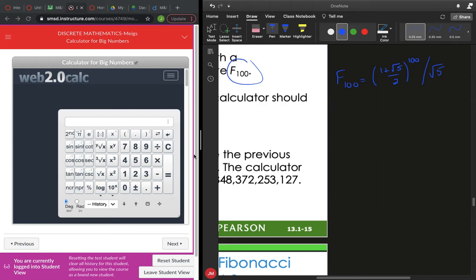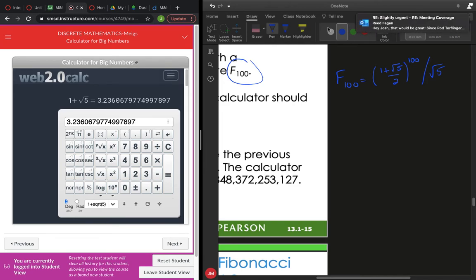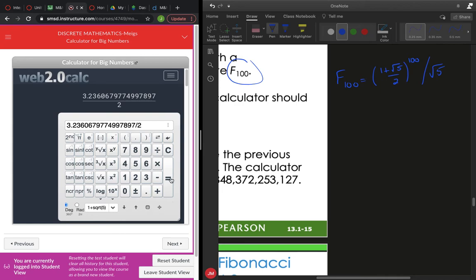And so if we want to type that in, we'll do it probably in a couple of steps. Let's just start by taking 1 plus the square root of 5. It'll write it kind of weird in the calculator, but up above you should be able to see that number like you normally would. So that tells us 1 plus the square root of 5 is about 3.2. We'll then take that and divide by 2. That'll give us this number right here, 1.618, and so on.